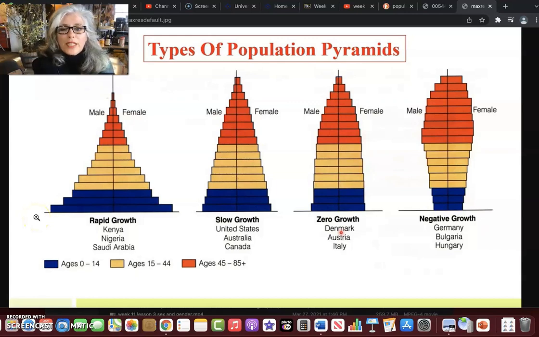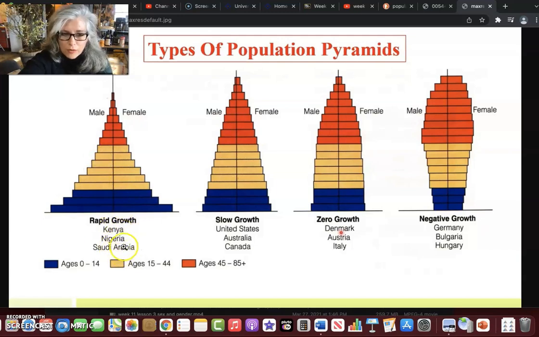So from these population pyramids that you're looking at here, you can see that this is a very young kind of society with lots of babies being born. The blue color is ages 0 to 14. Each of the bars is that 5-year span of life, so 0 to 4, 5 to 9, 10 to 14. And then ages 15 to 44 are represented by this color.